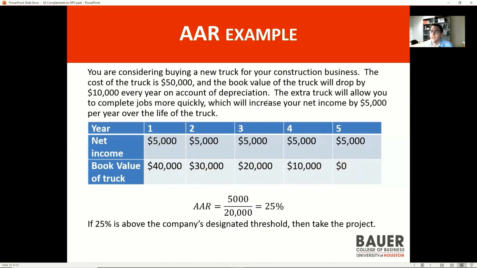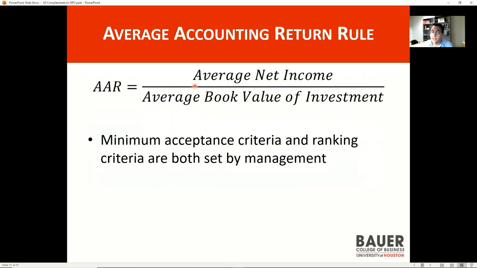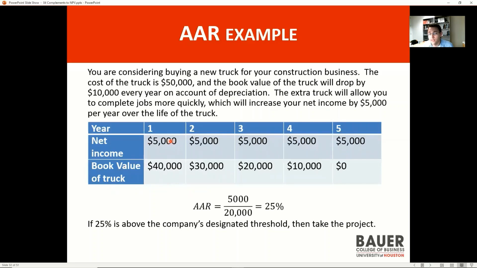How much income is this new investment generating? Well, suppose it's generating $5,000 per year because it lets you take extra jobs or do jobs faster. So you're getting an extra $5,000 each year, 1, 2, 3, 4, and 5, for the life of the project. How do we apply the average accounting return? We calculate the average of the income divided by the average book value. So what's the income? It's $5,000 every year. Take an average of that. That's easy. It's $5,000. So that goes in the numerator.